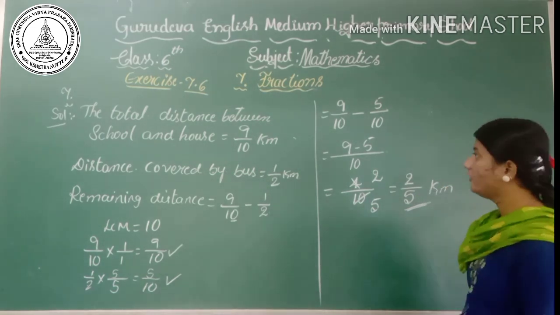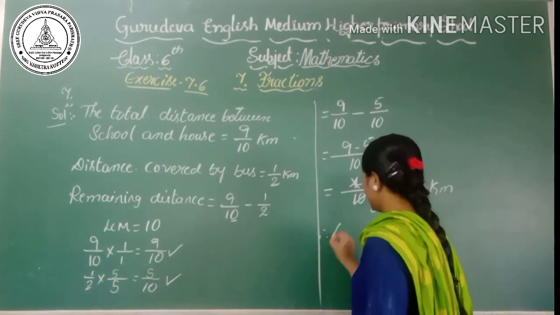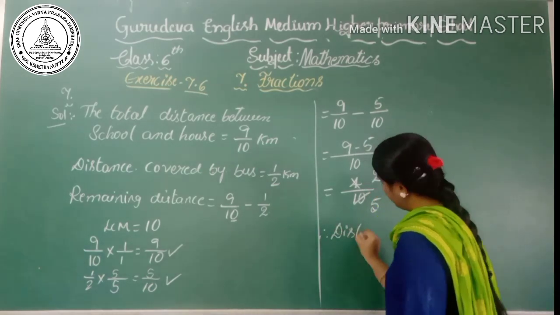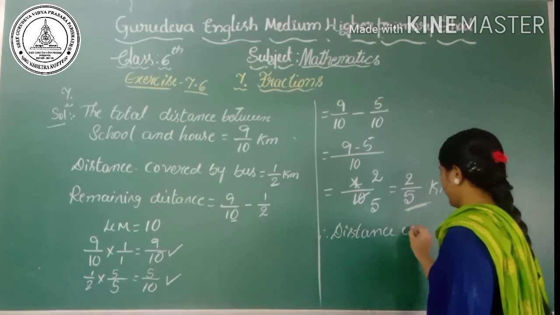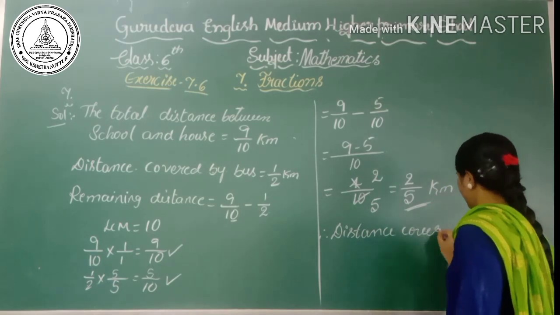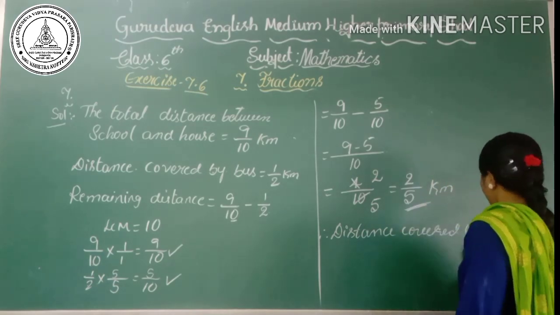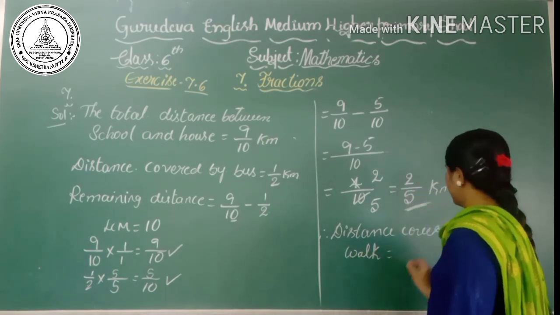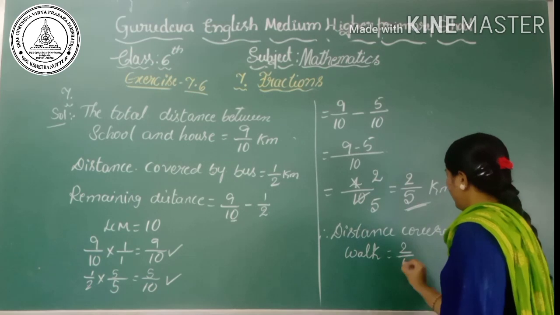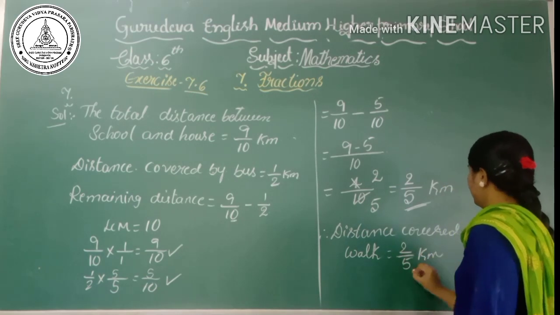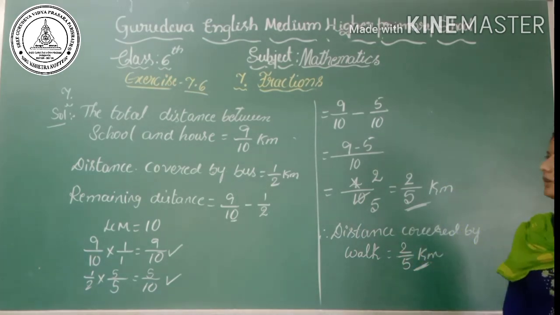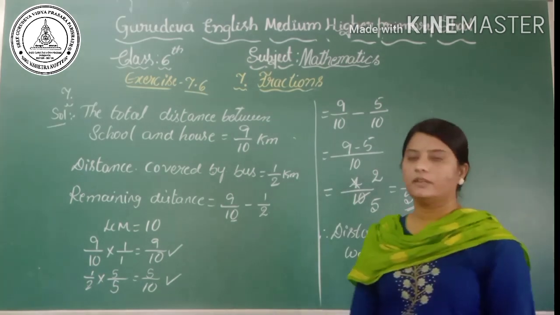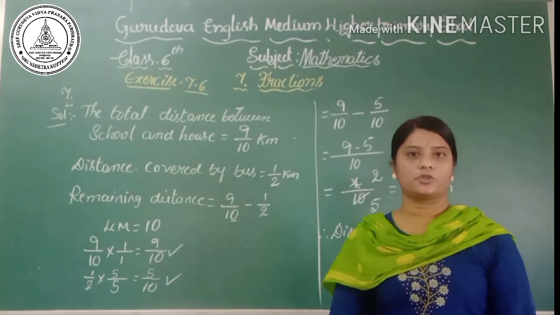Therefore we can write here: distance covered by walk is equal to 2 by 5 kilometer. Okay, is it clear? Yes, then let's do the 8th question.